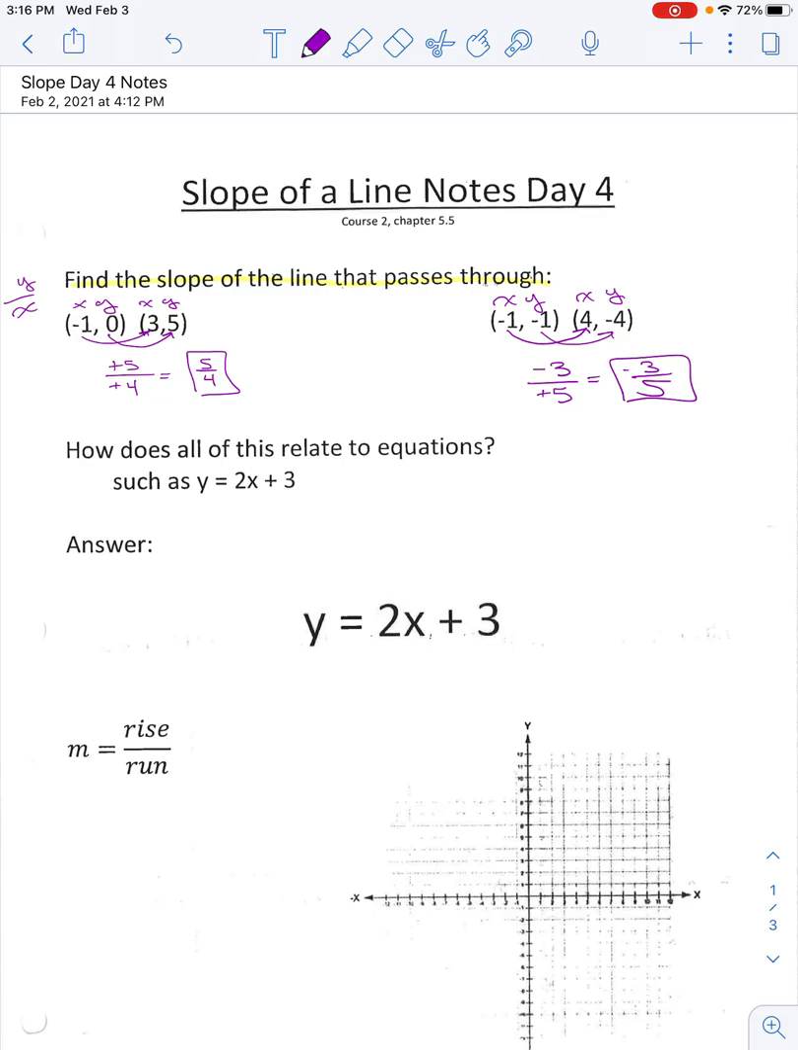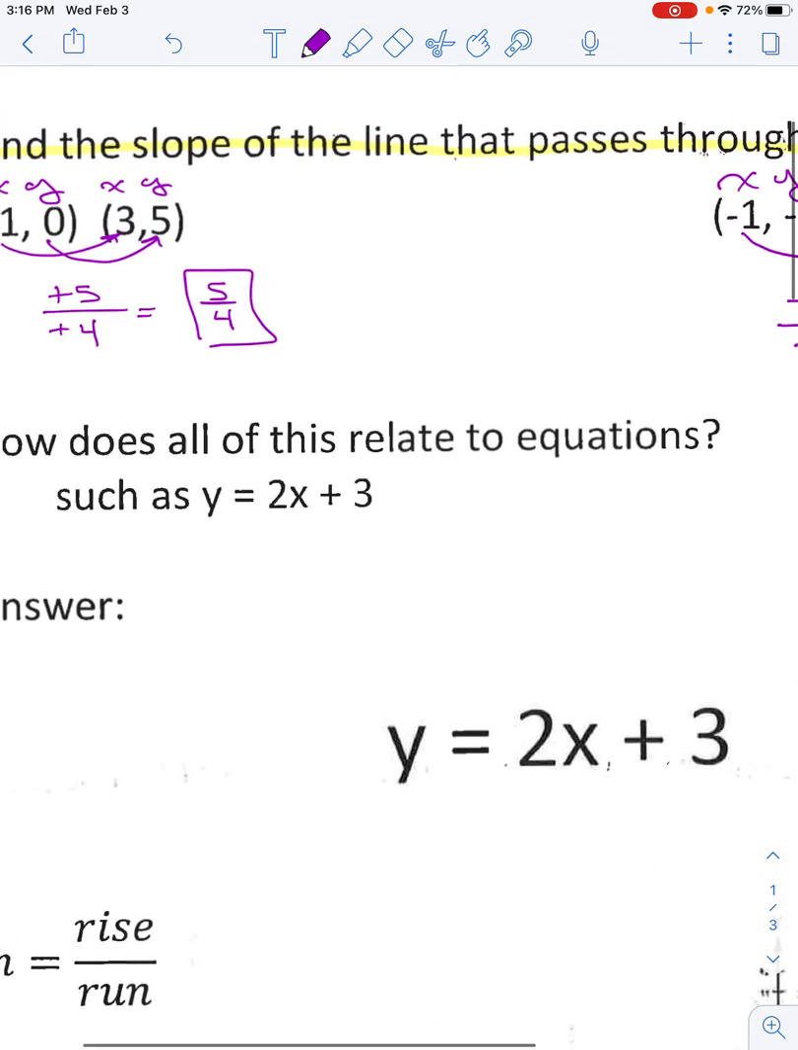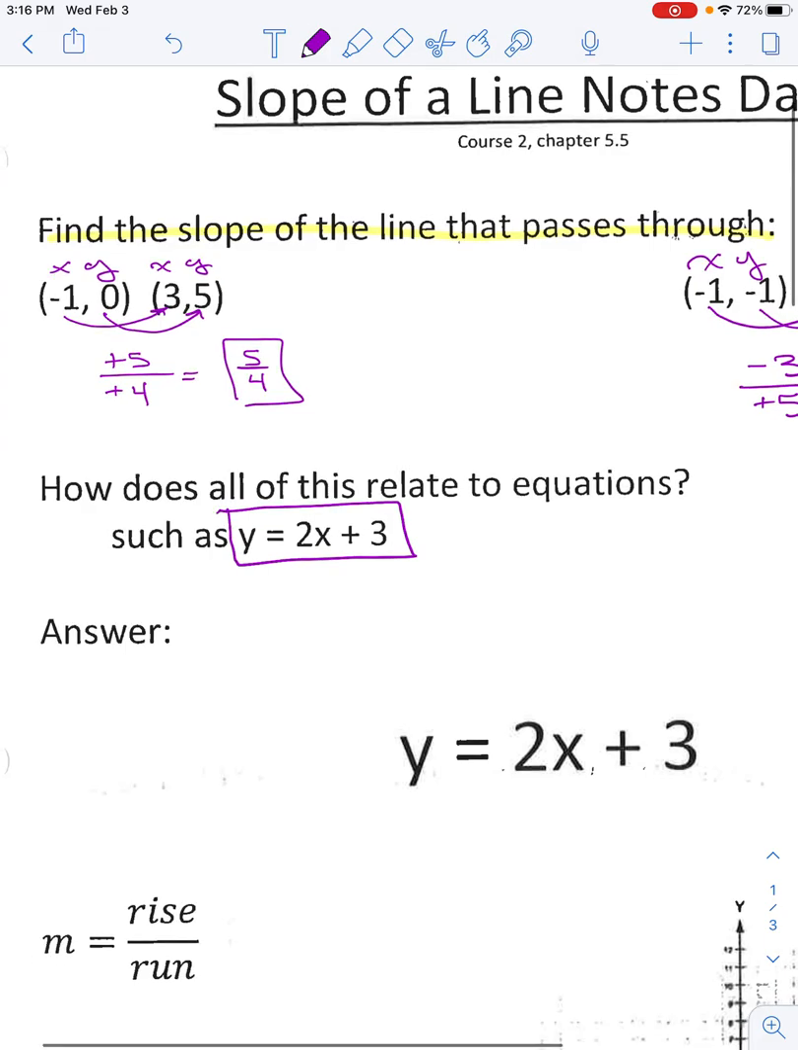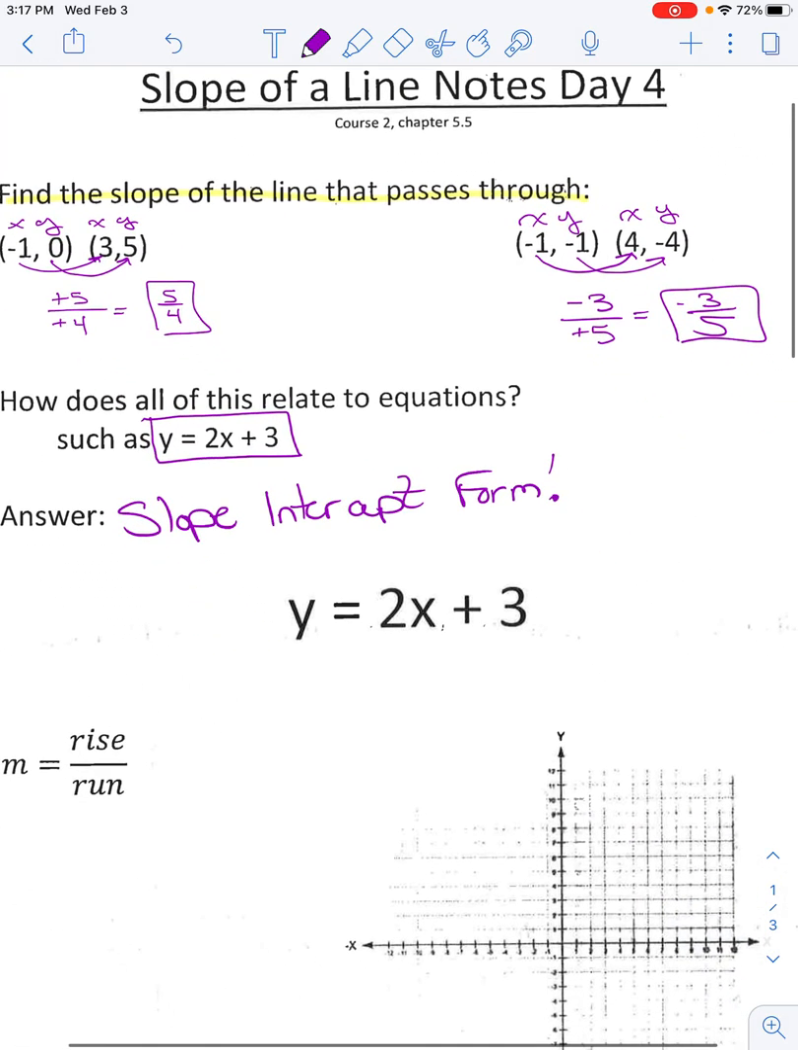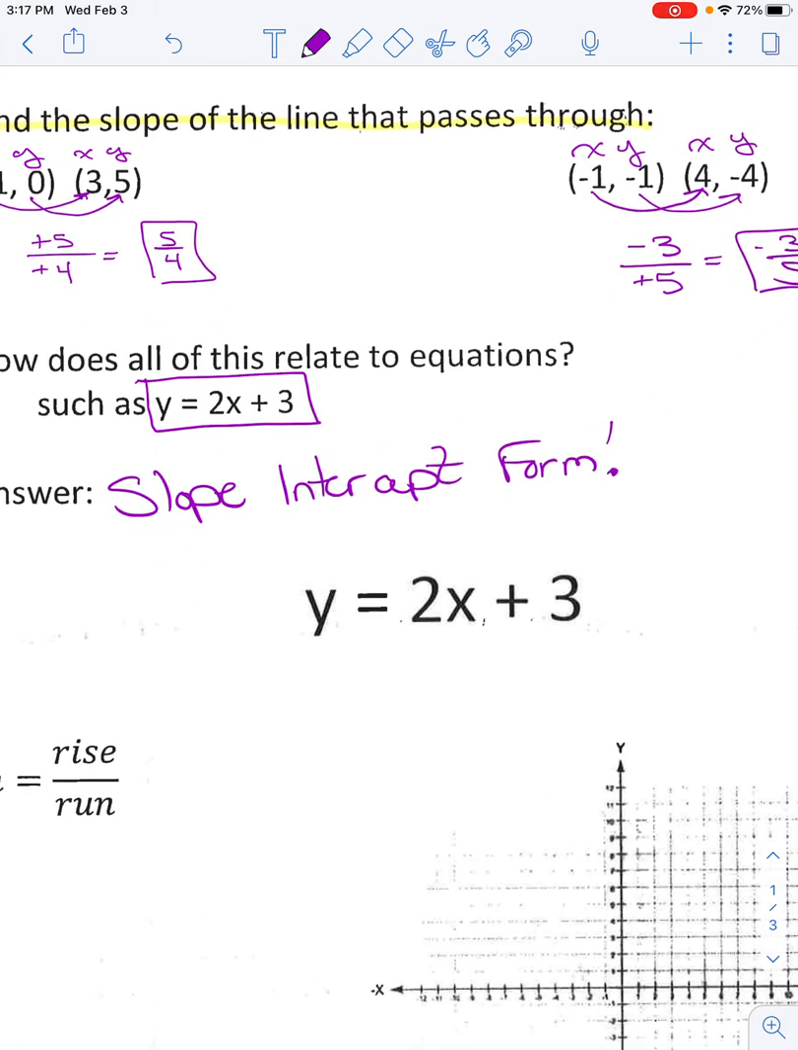Okay, what's new today? How does all this relate to the equation? Today, starting, you're going to be given an equation that looks like this. Okay, this is called the slope-intercept form. Okay, this is very important. Slope-intercept form. That doesn't look like a C, but it is.